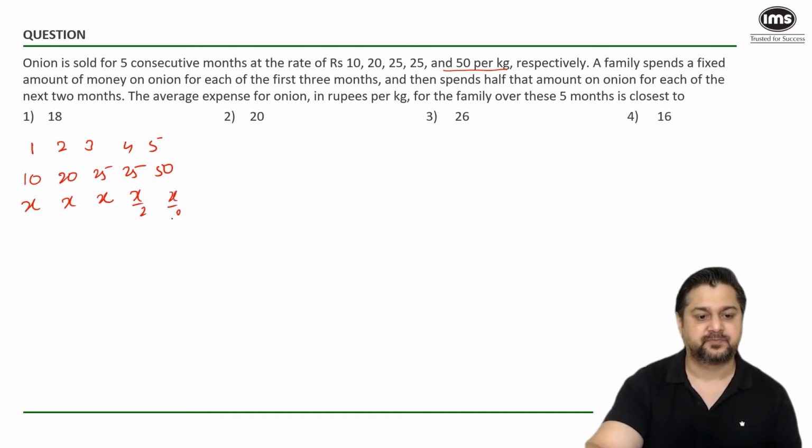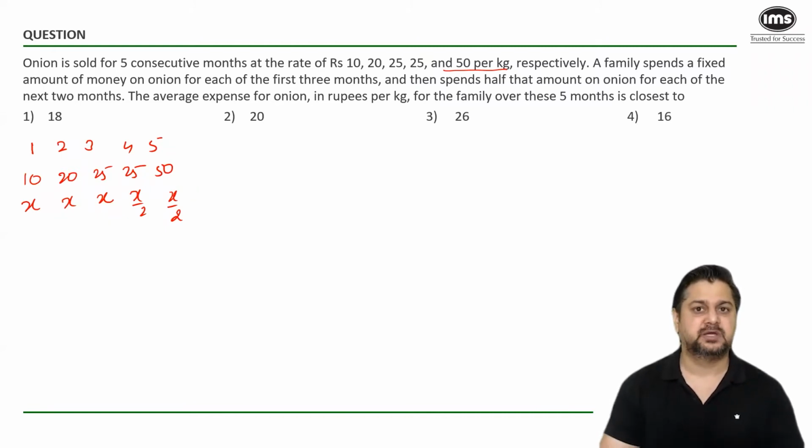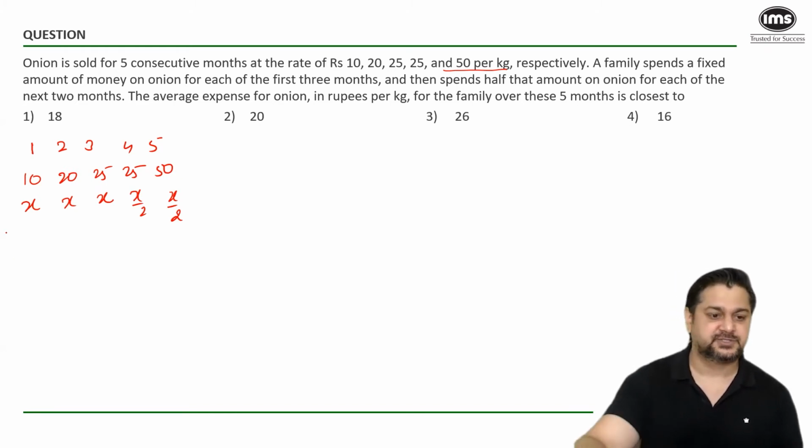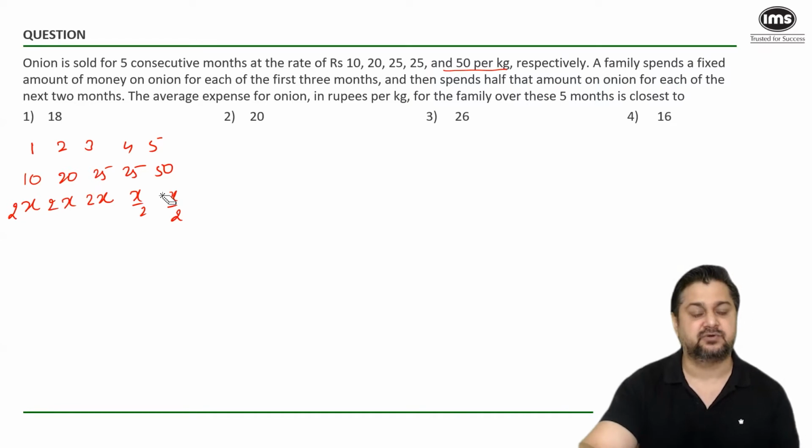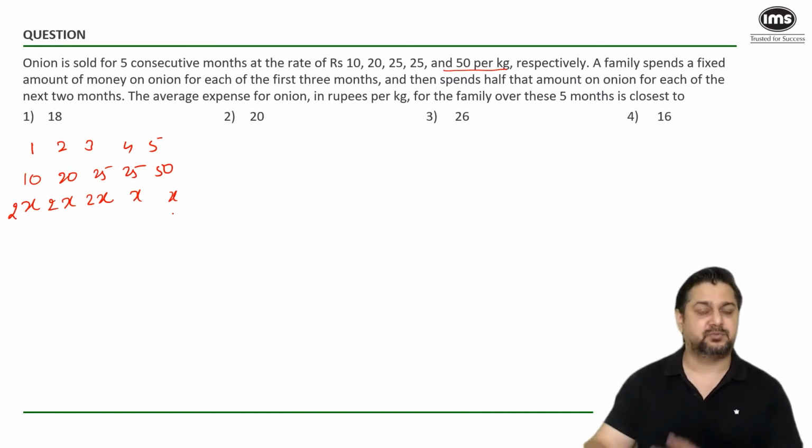and X by 2. Now having looked at this particular approach, you could have imagined it would be better to assume the expenditure on onions for the first 3 months to be equal to 2x, because then we would be able to avoid some fractions. So if I assume 2x, 2x and 2x are the amounts invested on onion in the first 3 months, in the remaining 2 months the amount invested would be x and x.